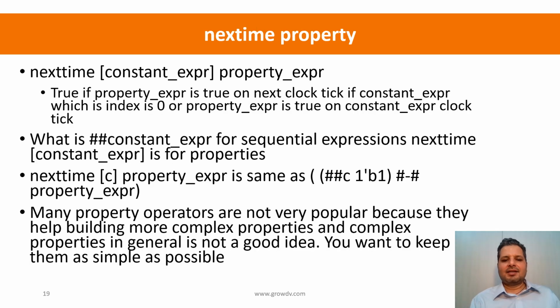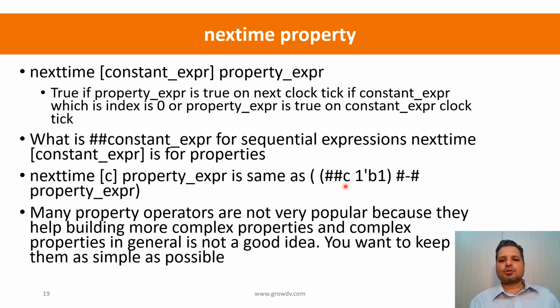Okay, let's look at the next time property operator. The syntax for the usage is you say next time, then a constant value that can be derived using a constant expression, and then a property expression. This is essentially equivalent to the delay operator that we have seen in the sequence context. I could be saying double pound a constant expression for a sequence expression, and the next time constant expression is for the properties. That's the only difference.